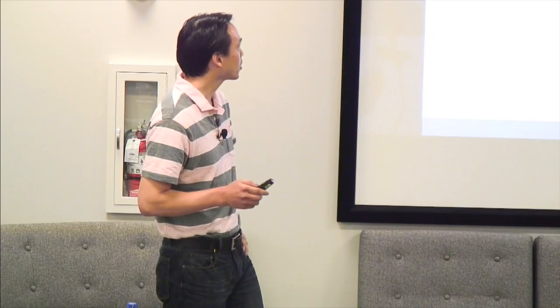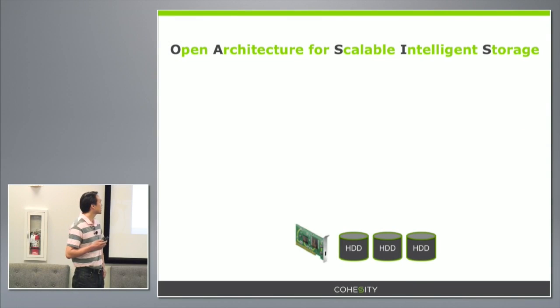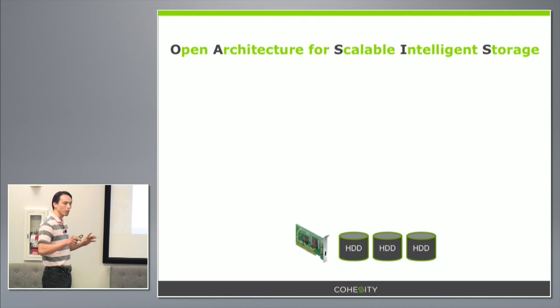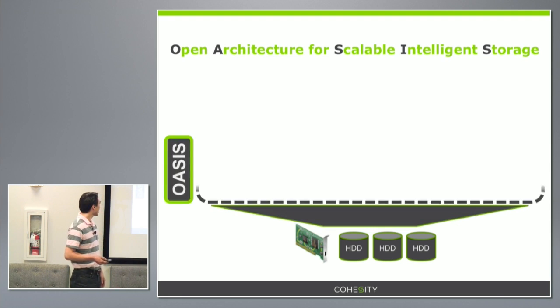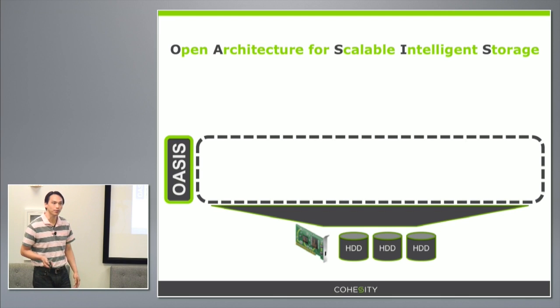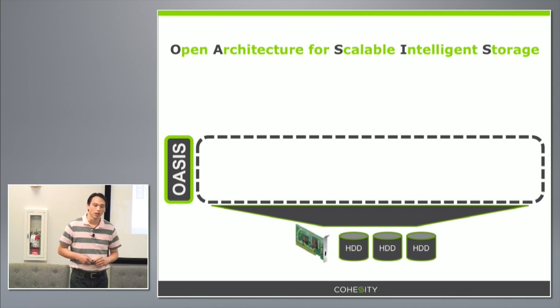Okay, so I'm going to talk about Oasis, which is our open architecture for scalable intelligent storage. First, on our hardware platform, as we talked about, we have SSD and hard drives. And on top of that is our Oasis distributed file system. As Mohit mentioned, building a distributed file system is not easy. If it were easy, everybody would have one.